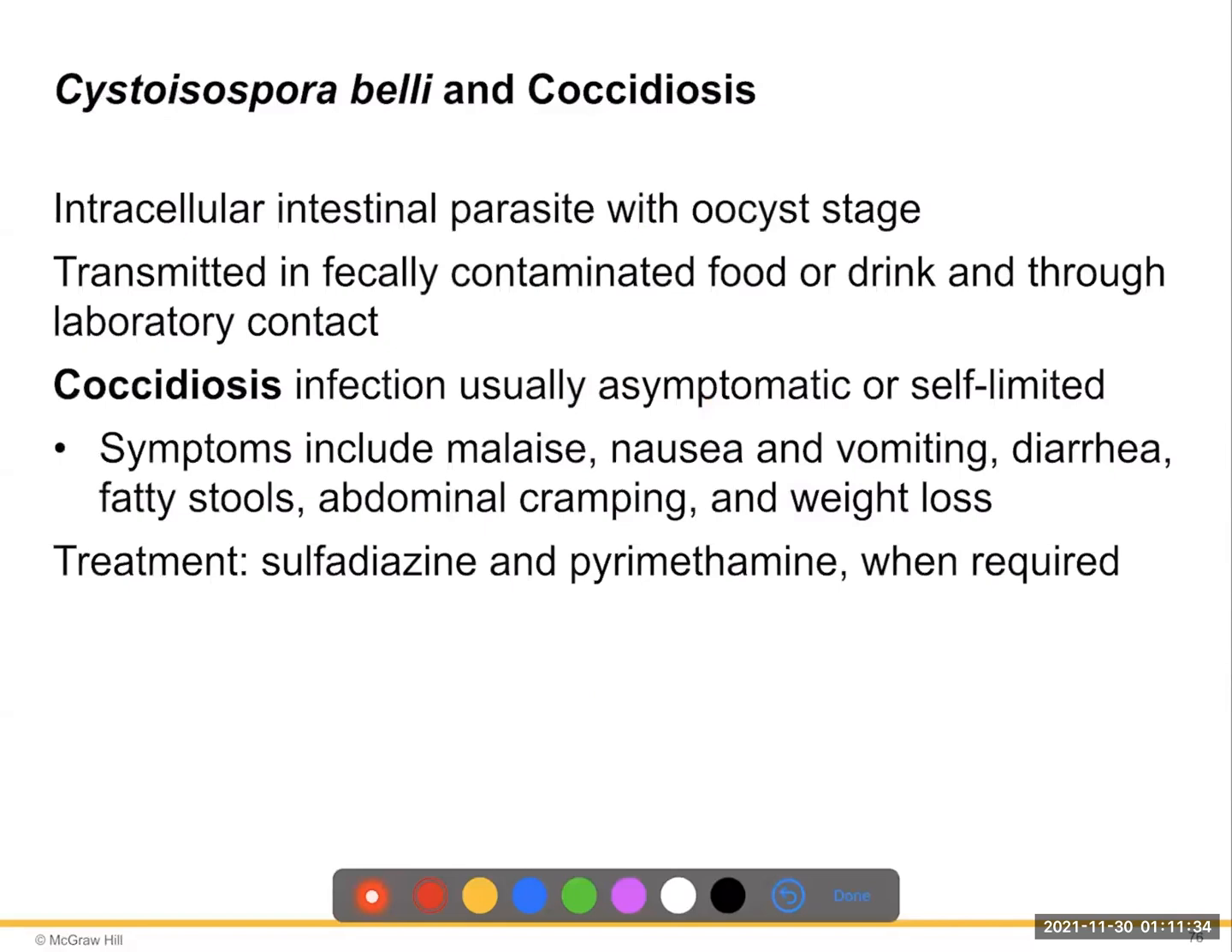Cystoisospora belli and coccidiosis. This is an intracellular intestinal parasite with an oocyst stage, transmitted in fecally contaminated food or drink and through laboratory contact. Coccidiosis infection is usually asymptomatic or self-limiting. Symptoms usually include malaise, nausea, vomiting, diarrhea, fatty stools, abdominal cramping, and weight loss. Pretty much the same for all of them. Treatment, sulfadiazine and pyrimethamine when it's required.